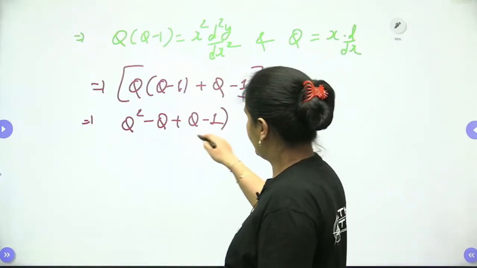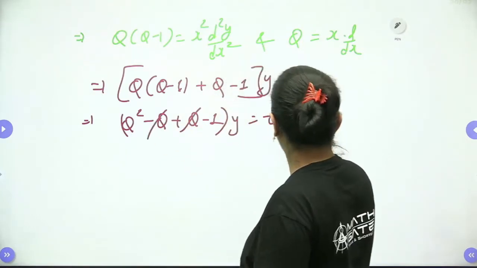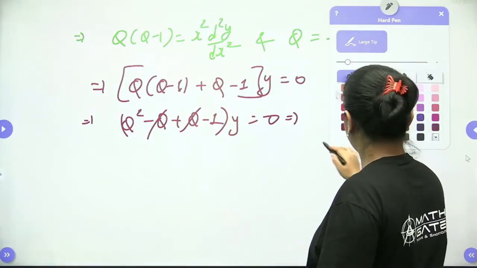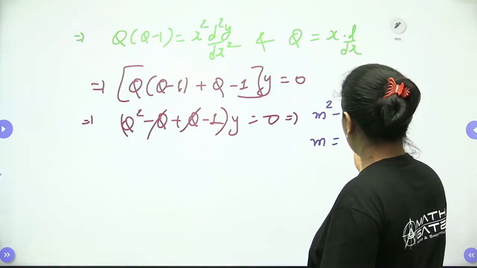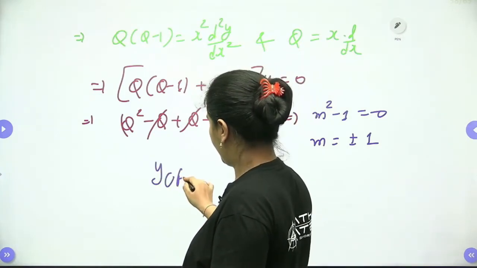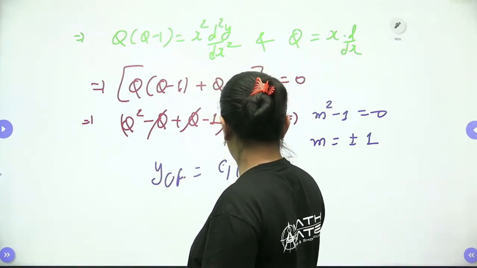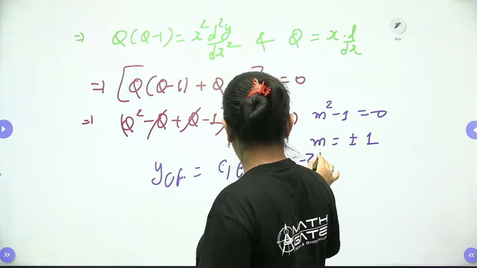So minus 1, we will have again the same root from here, because q and q will be cancelled out. Hence it will be m square minus 1 is equal to 0, hence m is equal to plus minus 1. When you approach to the CF, it will be c1 e to the power z plus c2 e to the power minus z.